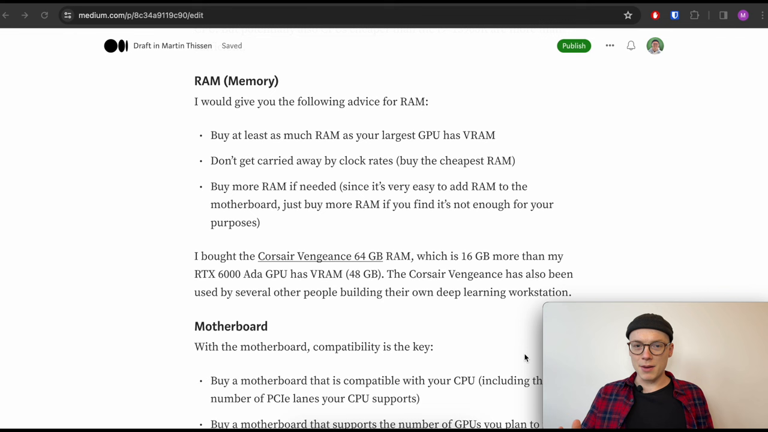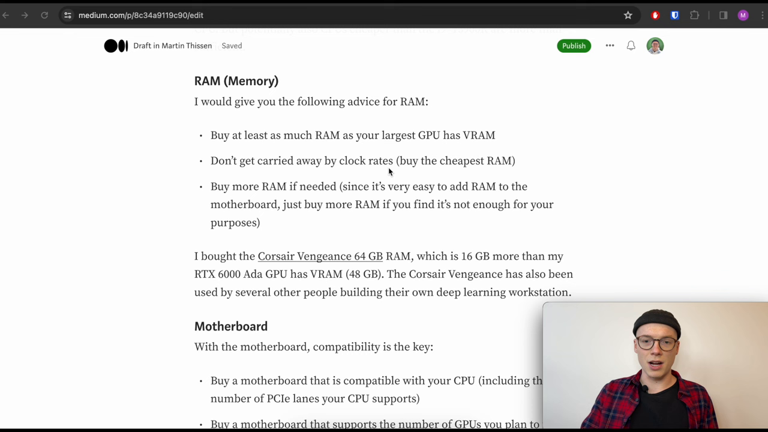For the RAM, or your memory, I would give you the following advice, and I forgot to mention that with the CPU. Once you have decided to buy a certain GPU, all the other components are more or less dependent on the GPU or the GPUs you've got. So you buy all the other pieces around your GPUs to form a well-rounded setup. And for the RAM, I would advise you to buy at least as much RAM as your largest GPU has VRAM. Also, don't get carried away by clock rates, which sometimes are used to sell RAM for higher prices.